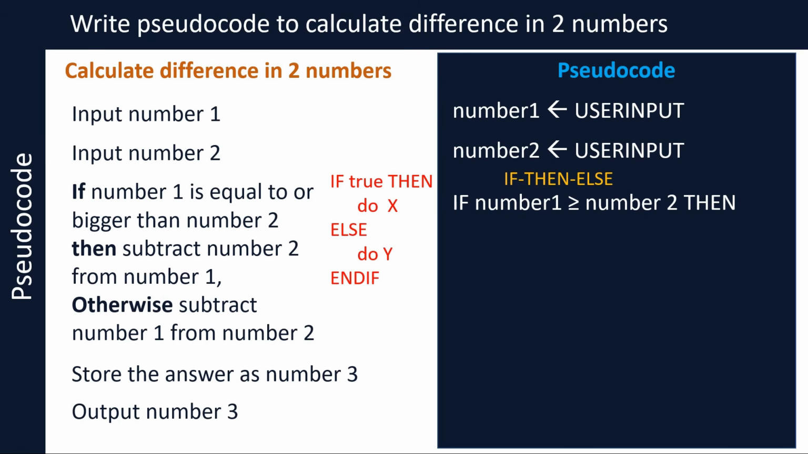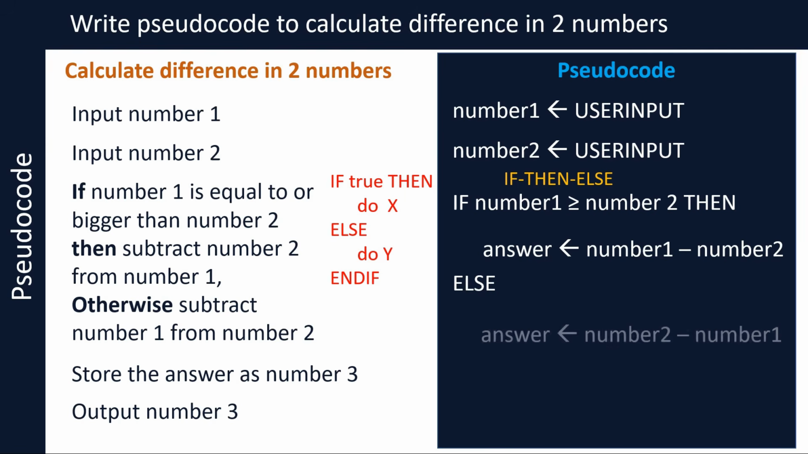If number 1 is equal to or bigger than number 2, then we subtract number 2 from number 1. That is, subtract the value stored in variable number 2 from the value stored in variable number 1, and store the result in a variable called answer. Else, we subtract the value stored in variable number 1 from the value stored in variable number 2, and store the result in a variable called answer. We end the selection construct with the endif statement or keyword.